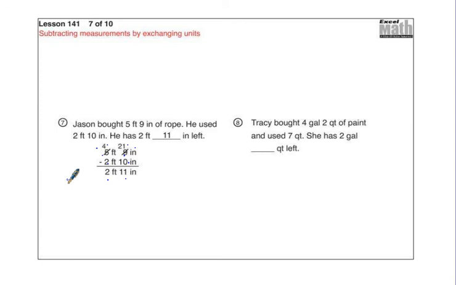Okay, number 8 says Tracy bought 4 gallons, 2 quarts of paint, and used 7 quarts. She has 2 gallons blank quarts left. So we're doing word problems here, not any harder than the last problems that we were doing. Only difference is they were giving it to us in words. And she used 7 quarts. So we have a subtraction problem that looks like that. That's how you should have done it.